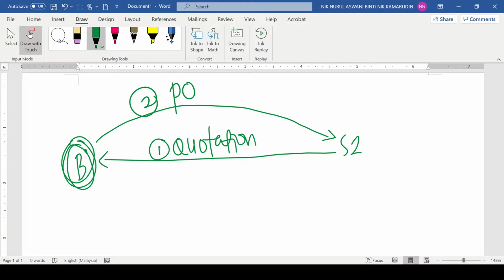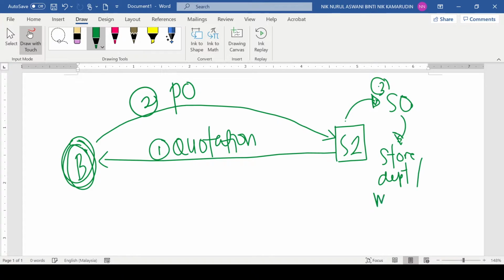Once the supplier receives the purchase order from the business, the supplier would prepare a sales order to its department, the store department or warehouse. Once the goods are prepared and ready to be delivered, they are going to deliver us the goods.